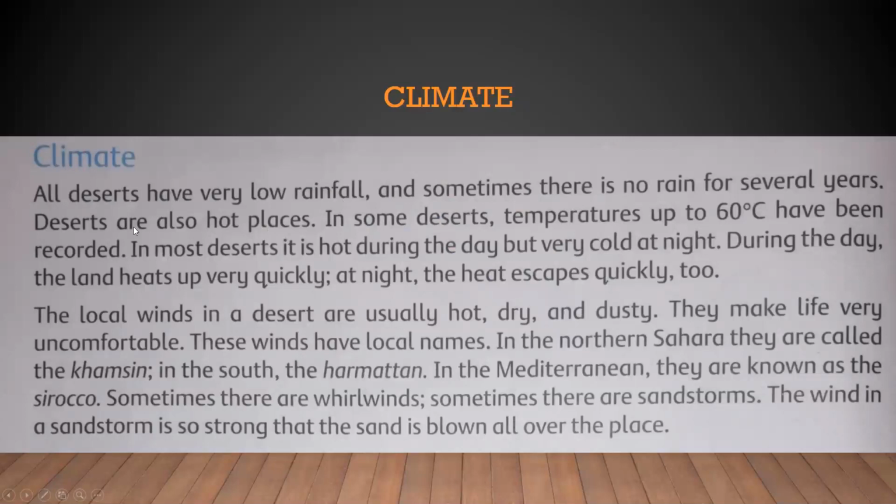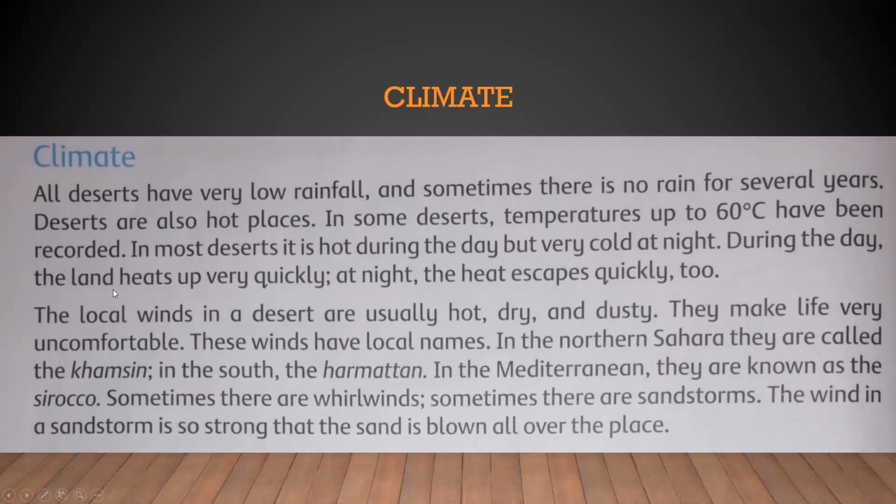Okay. Deserts are also hot places because most of the deserts, as we have seen, are near to the equator. In some deserts, temperatures up to 60 degrees have been recorded. In most deserts, it is hot during the day, but very cold at night. What happens? Because there is sand over the desert area. The sand heats up very quickly, and also cools down very quickly. That's why the days are very hot, but the night is cold.